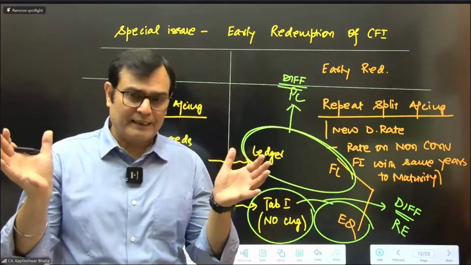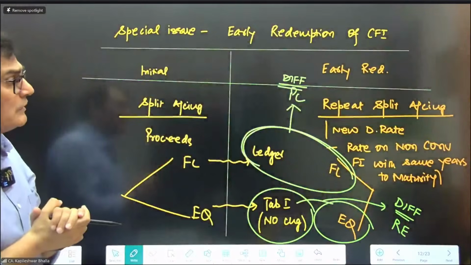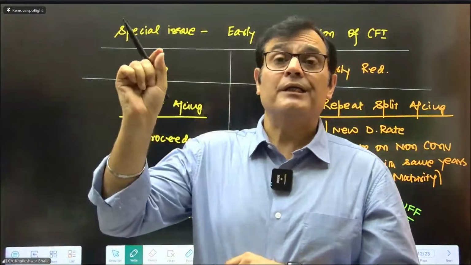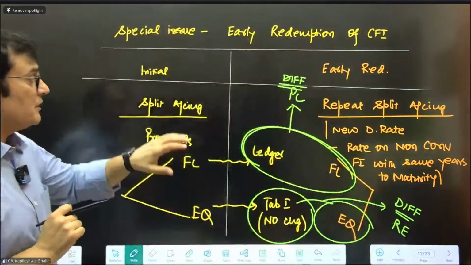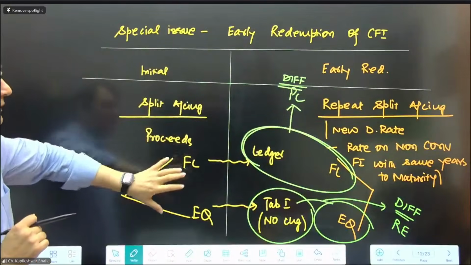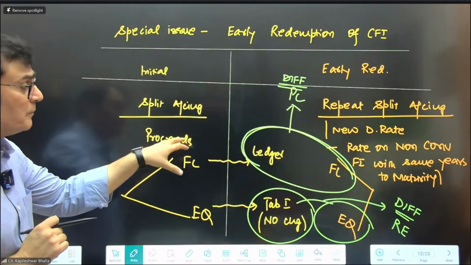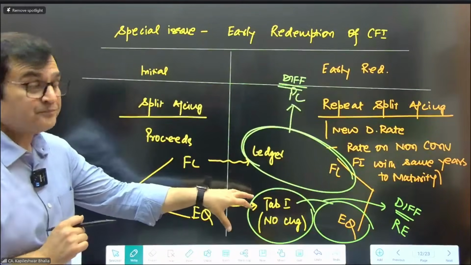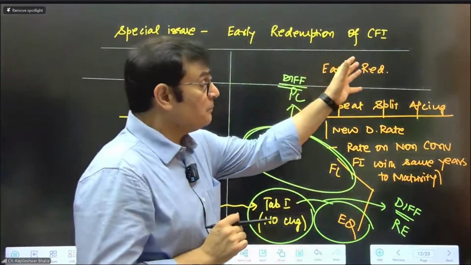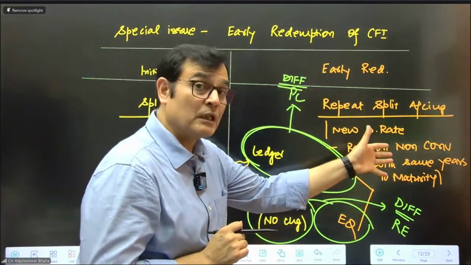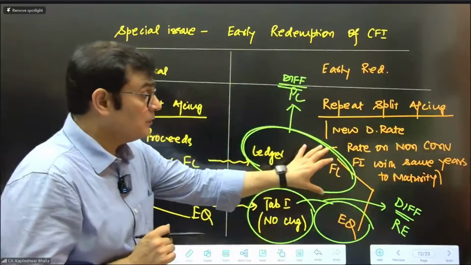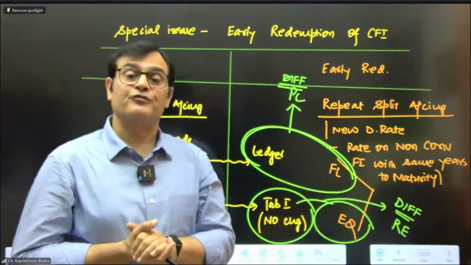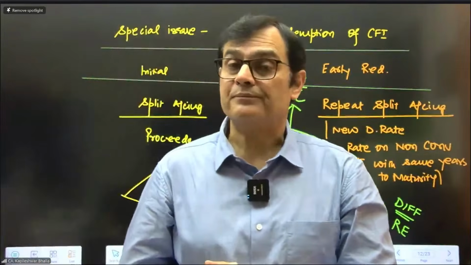So let's get the connects very clear. If there is an early redemption, you need to be careful. An early redemption would mean you first did a split accounting, segregated the financial liability and equity portions. You continue to prepare the financial liability ledger, and the equity component remains the same in tab number 1. Then on the date of early redemption, repeat the split accounting using a new discount rate and compare this liability versus the book value, with the difference in P&L. Compare this equity versus this equity, and the difference enters the retained earnings of the company.